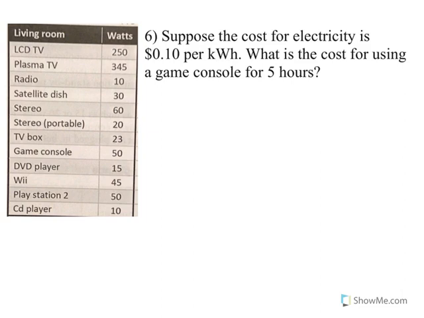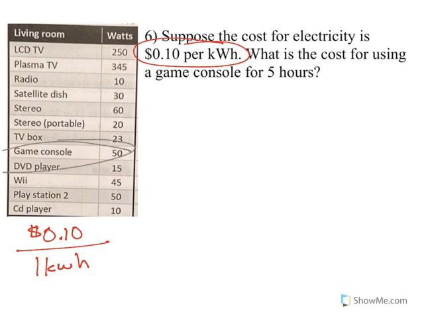Let's do one more. Suppose the cost for electricity is 10 cents per kilowatt hour. What is the cost for using a game console for 5 hours? Now, when you think about this, we're not talking about CO2 anymore. So that 1.37 is out the window. Now we're talking about 10 cents per 1 kilowatt hour. So I still need kilowatt hours, but my final ratio changes. We're talking about the game console. We had it earlier. There it is. So 50 watts, just like we started with earlier.